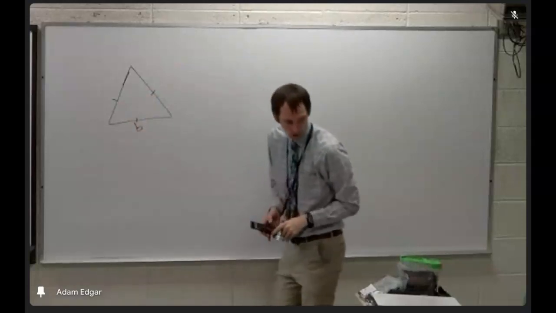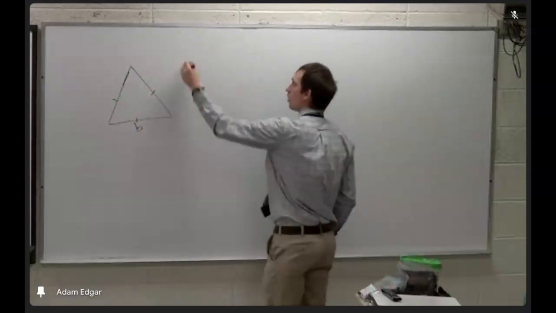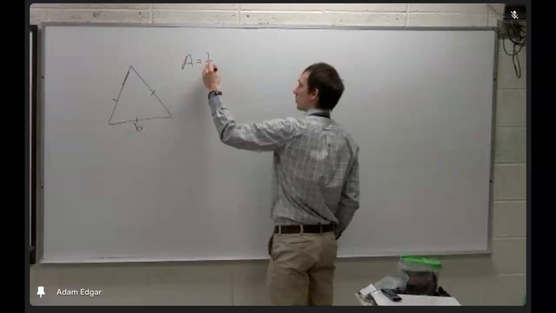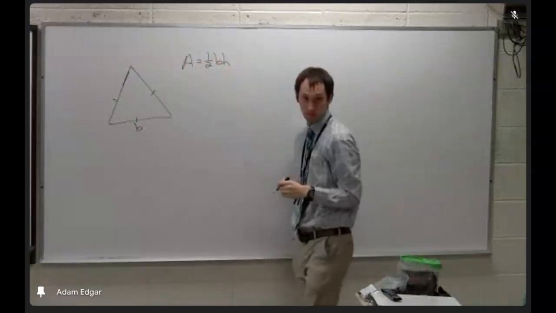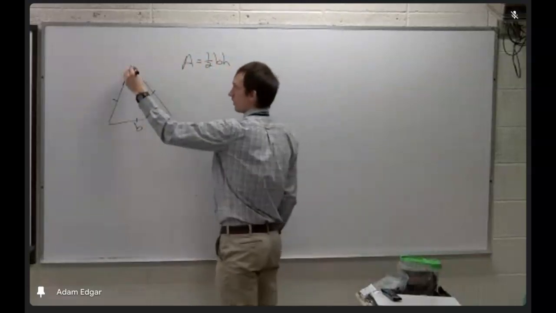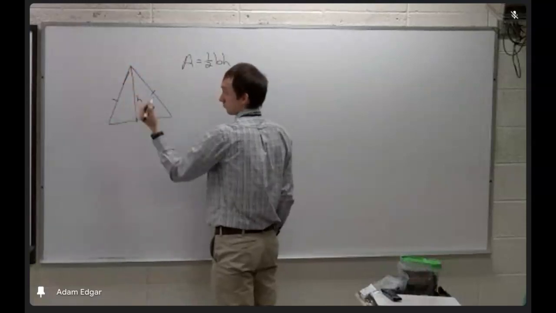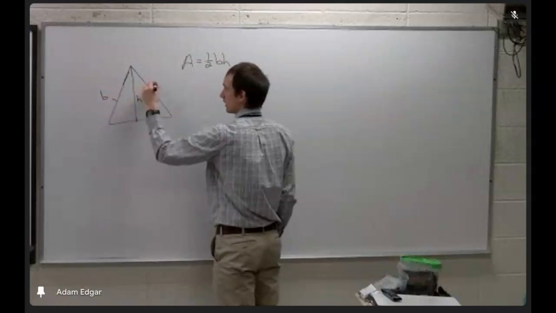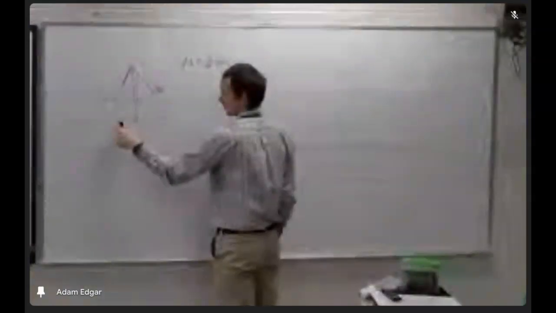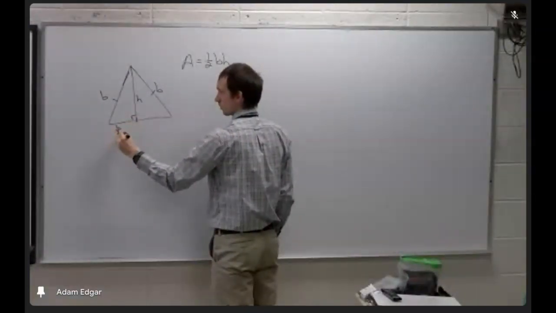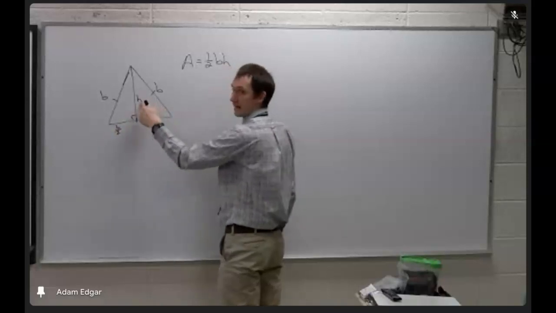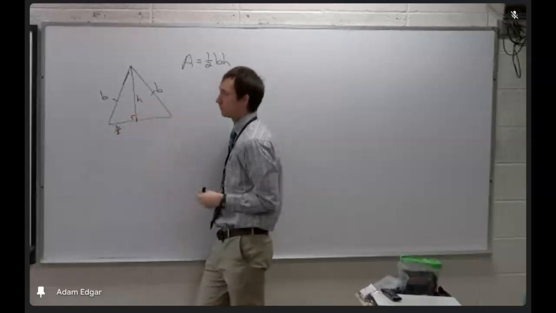Oh, no. So we know that triangle areas are 1/2 base times height, right? So if we draw the height here, we'll call this H. These are both B. And now what's this thing right here? B over 2. And what we need to do is find H in terms of B. How would we do that?